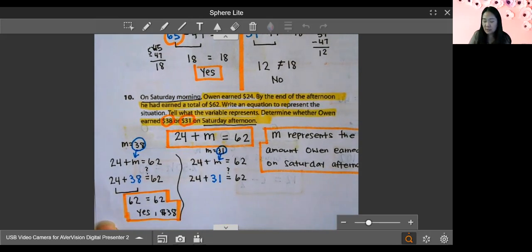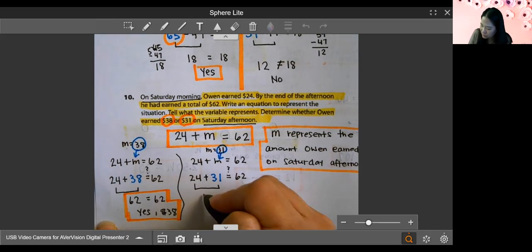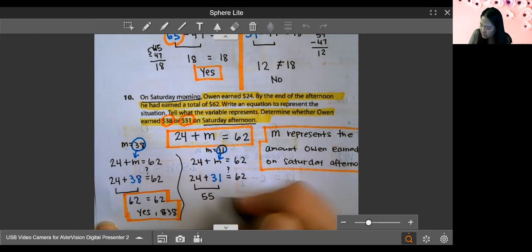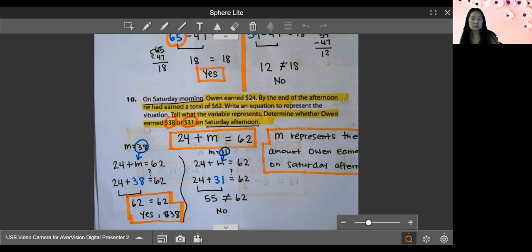Okay, but let's check the other one. Well, 24 plus 31 is actually only 55, which is not equal to 62. So no, that is not the right solution.